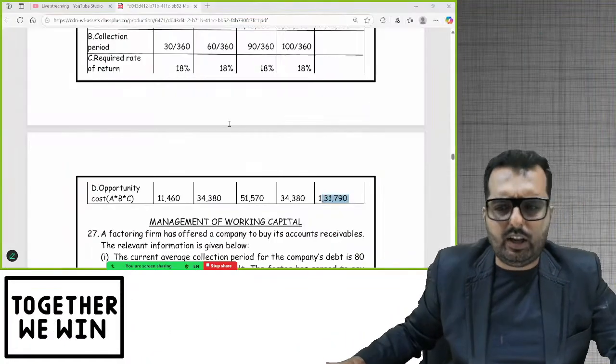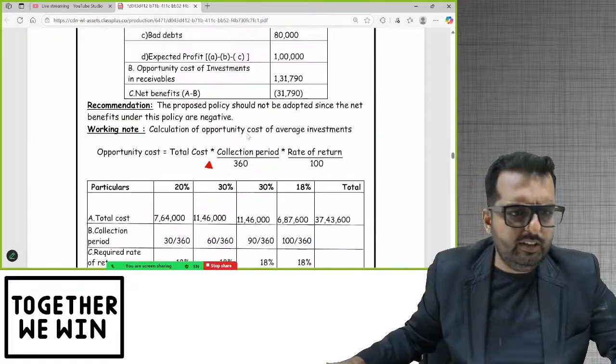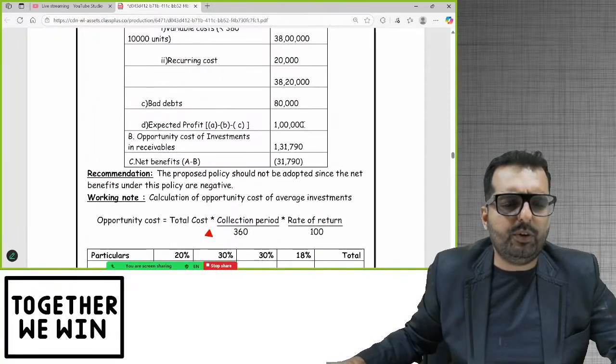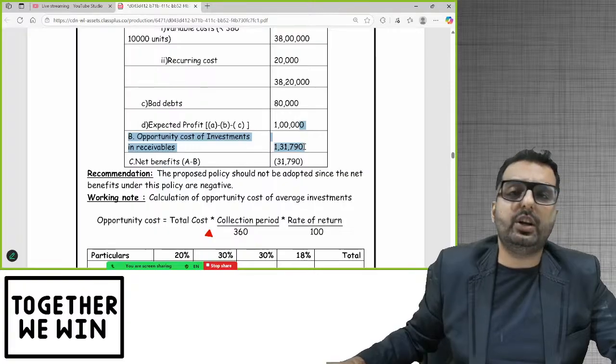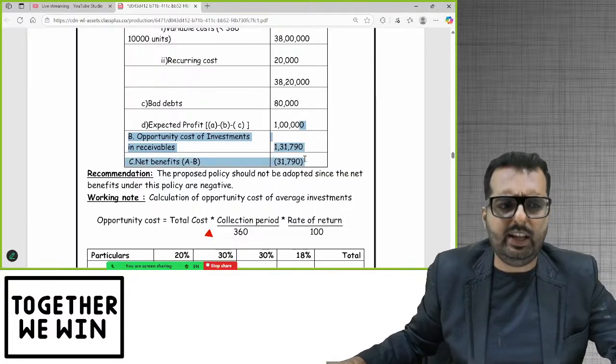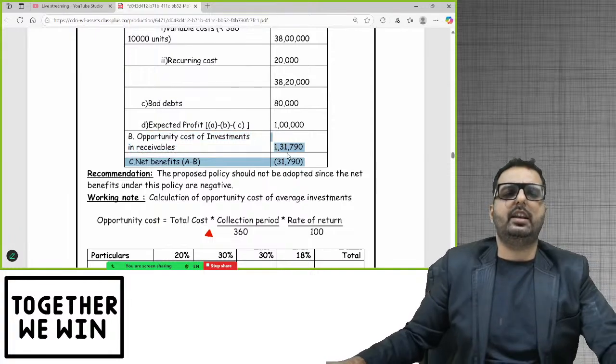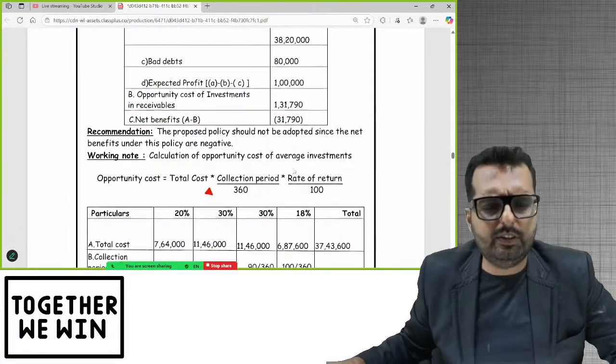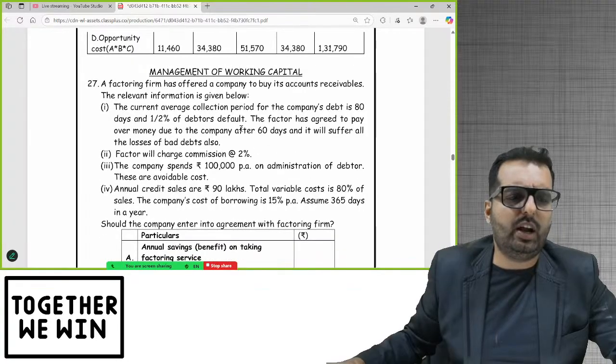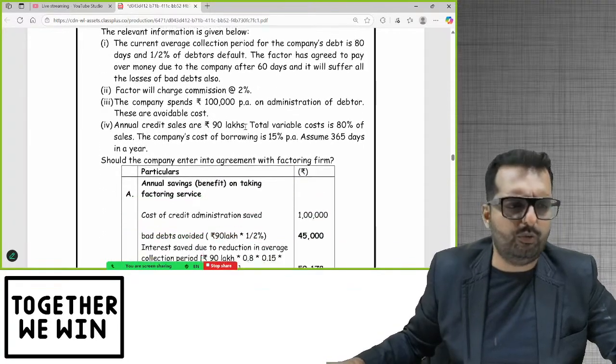All right, friends. So we are done with this part also. So which means our profit was 1 lakh, opportunity cost was 1,31,790. Hence my net loss turns out to be how much? 31,790. Is everybody clear with this part now? Yes. So we are done with this question also, friends.